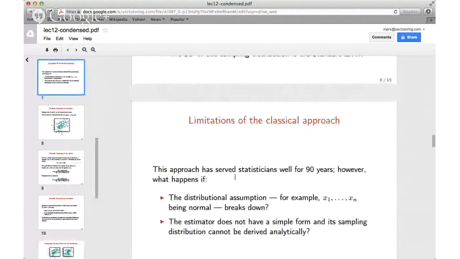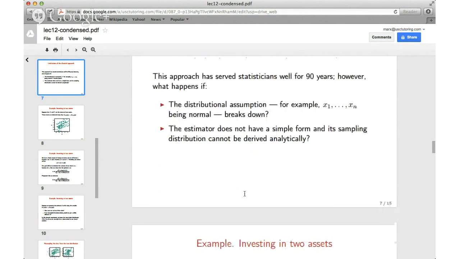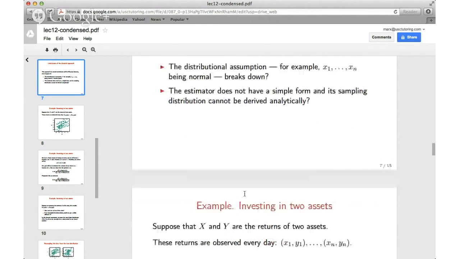But the limitation with this approach is that oftentimes the distributional assumption breaks down. Say, for example, out of the 4 assumptions, the assumption that we said is normal breaks down. Then you cannot derive the standard error based on the standard deviation. Or the estimator does not have a simple form, and its sampling distribution cannot be derived analytically. So then you need something more robust to be able to determine this.